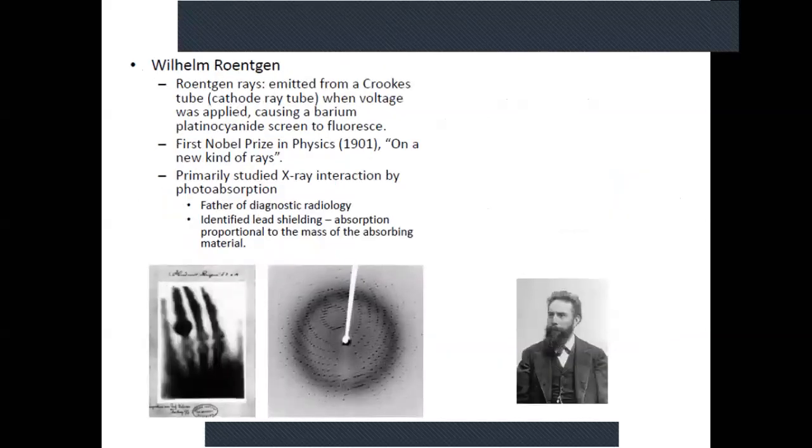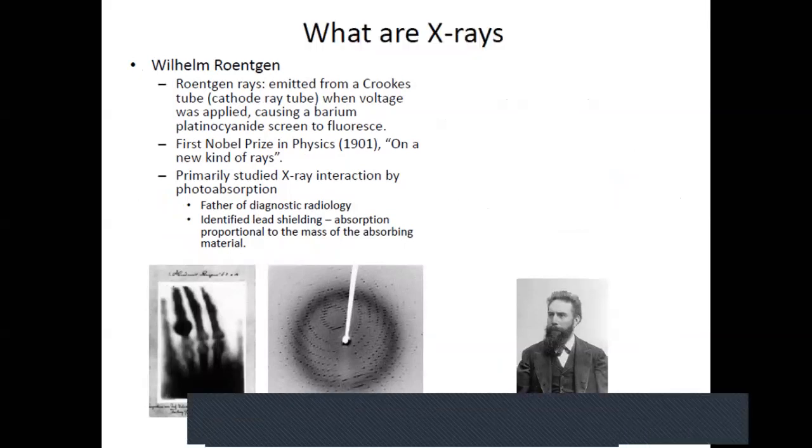And so X-rays were first discovered by William Roentgen, and they were called Roentgen rays. The reason they used the word X is because back then they didn't know exactly what an X-ray was, so X signifies an unknown. So they had these unknown rays that were emitted from a Crookes tube, which is a cathode ray tube, when they applied voltage to a particular barium compound that fluoresced.